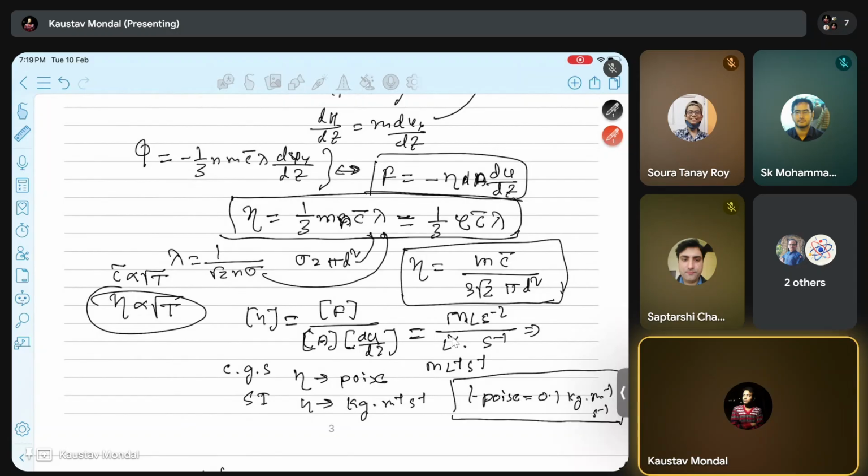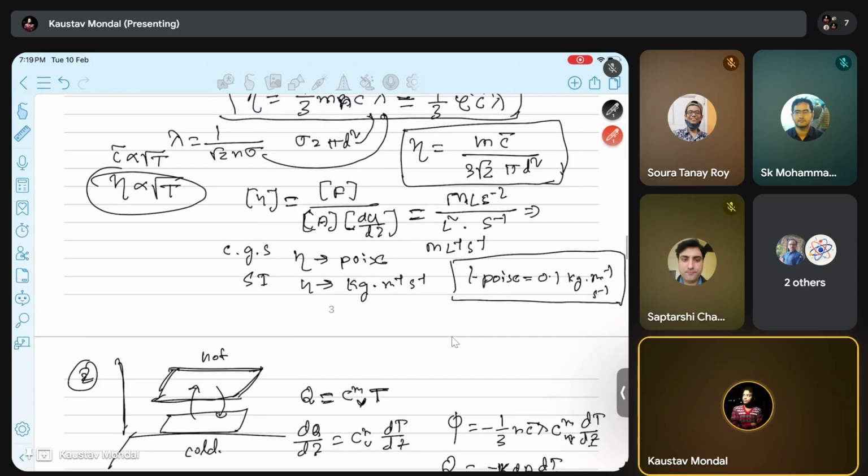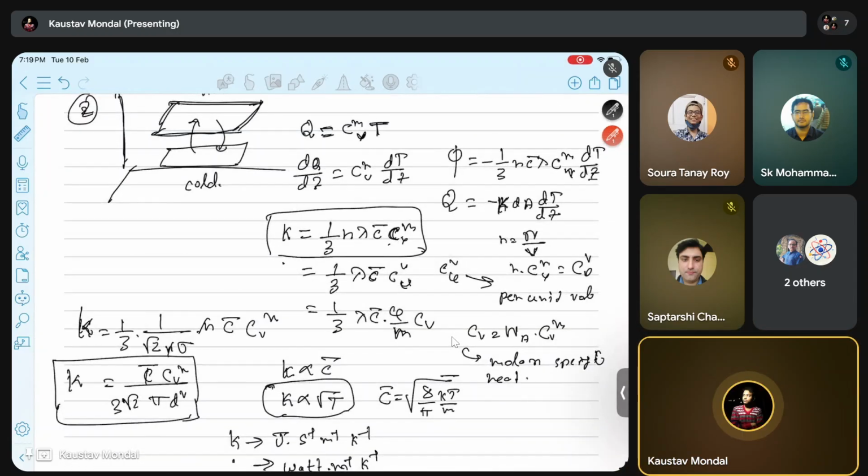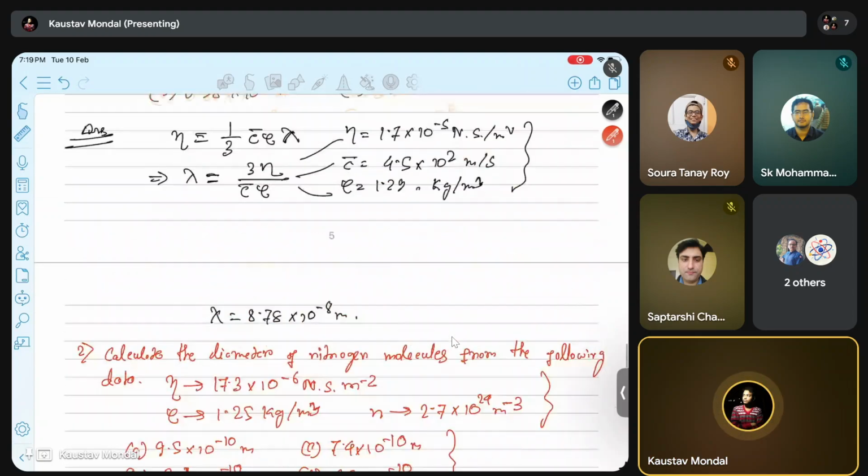It's thermal conductivity kappa, right? Oh. Yeah.